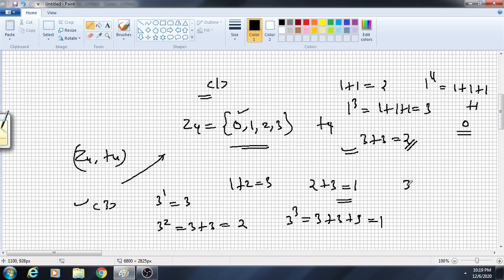What is 3 raised to 4 again? It is 3 plus 3 plus 3 plus 3, that is 12, which is actually 0 in this group. So I am getting every element in terms of the powers of 3. So this group is also generated by 3. So in a cyclic group, it is not necessary that only one element will generate it.